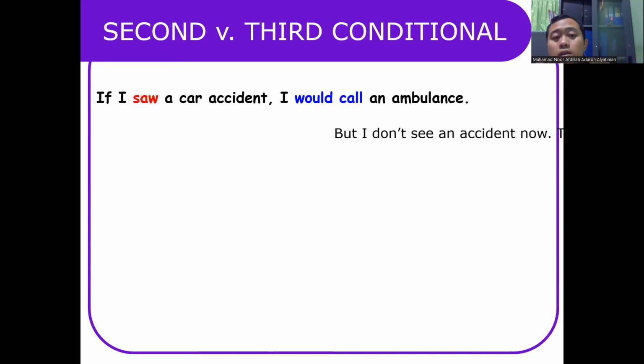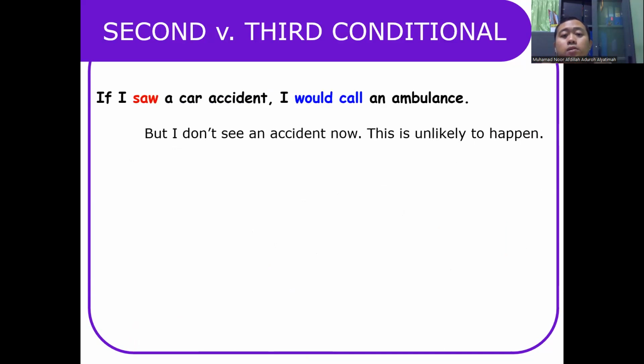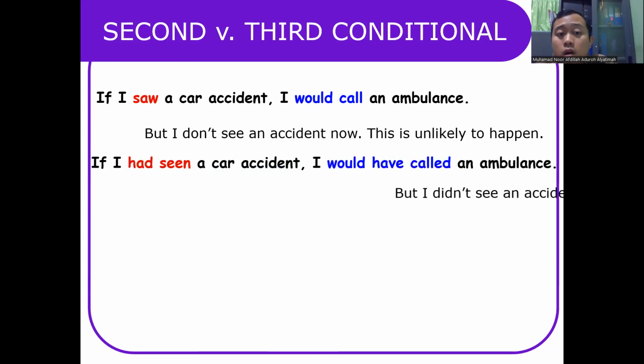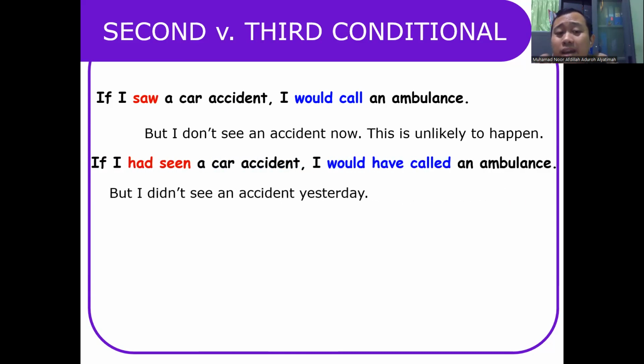Okay. Second versus third conditional. For example, if I saw a car accident, I would call an ambulance. It means I don't see an accident now. This is unlikely to happen. It is second conditional. How about third conditional? If I had seen a car accident, I would have called an ambulance. It means I didn't see an accident yesterday.